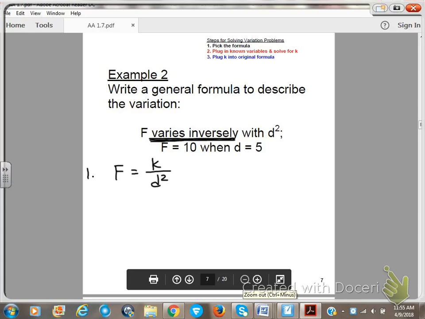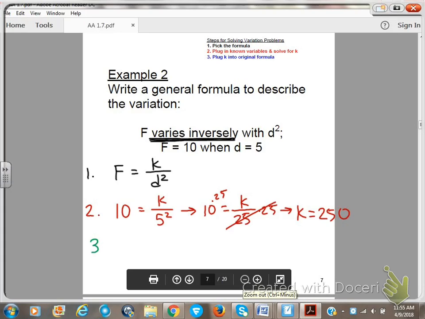For step 2, we'll plug in our variables. We know that f equals 10. K is what we're looking for, so we'll leave it alone. D equals 5, so that's going to look like 5 squared. Now getting k by itself, this becomes 10 equals k divided by 25. To undo division, you multiply both sides by 25. That gives you that k equals 250.